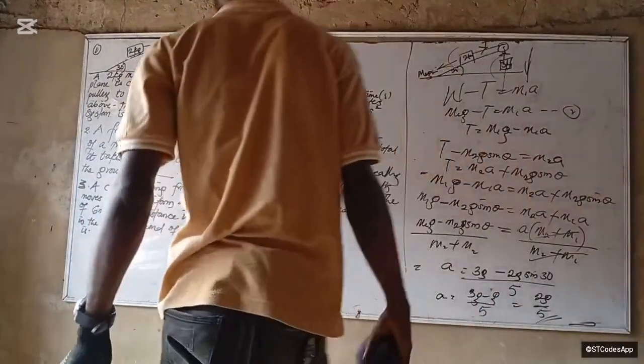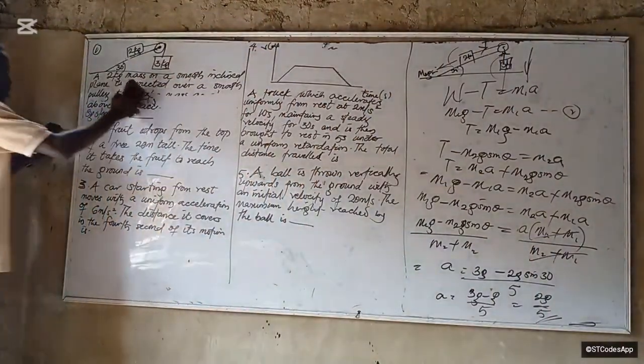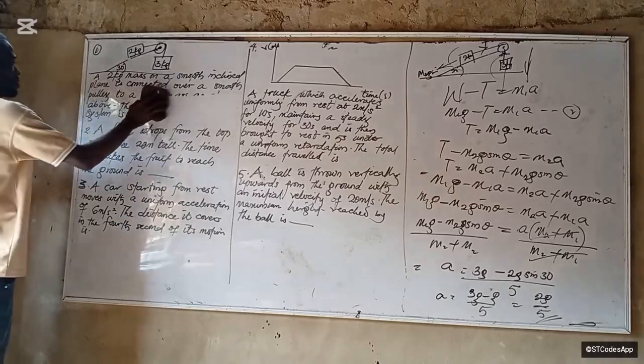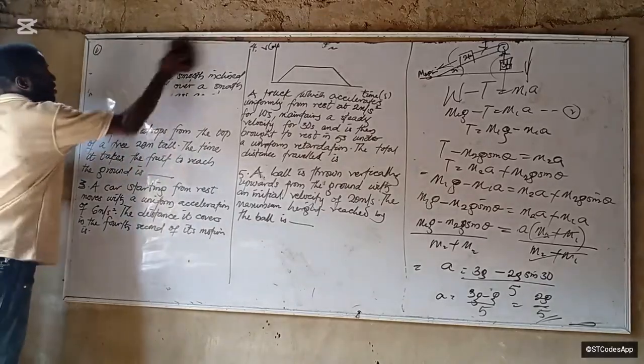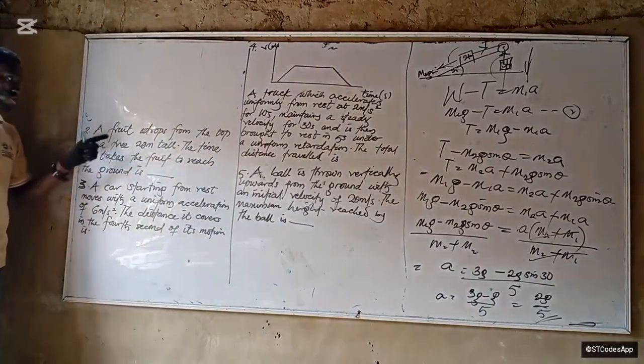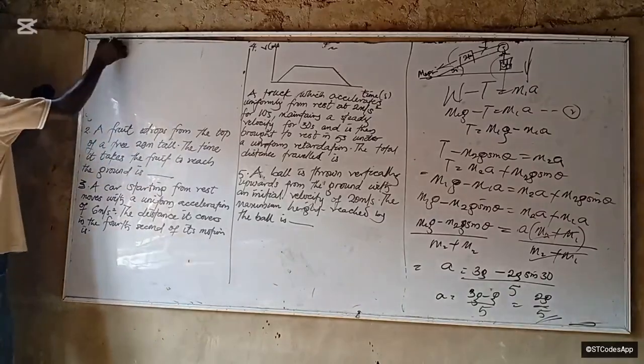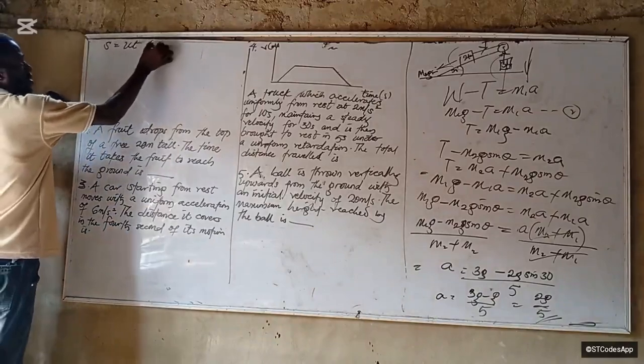All right, number 2. Number 2 says, a fruit drops from the top of a tree 2 meters tall. The time taken for the fruit... Now listen, you remember this equation? This one I'm going to give you is very, very easy.